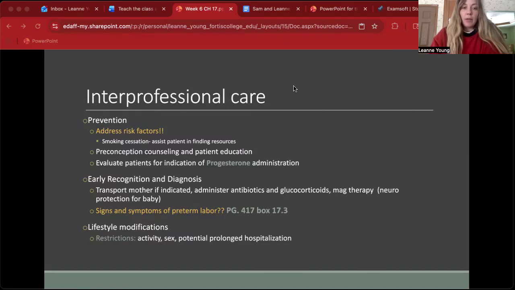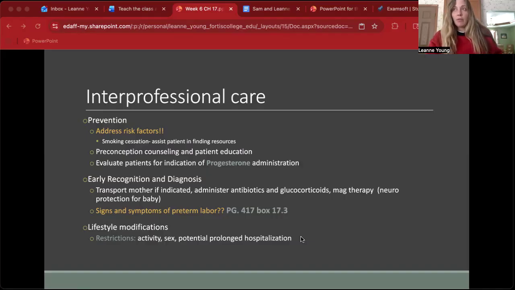So, as far as interprofessional care, what do we need to do as the nurses that are ruling out preterm birth and preterm labor? We need to prevent, okay? We need to address the risk factors that moms have. We need to educate moms, specifically moms that are using any type of heavy drug during their pregnancy or smoking or introducing any type of teratogens into the pregnancy during the antepartum period. We need to help them find a resource in stopping that behavior. Okay, because that puts them at a much higher risk for preterm birth and preterm labor.